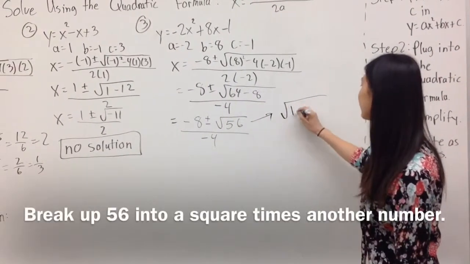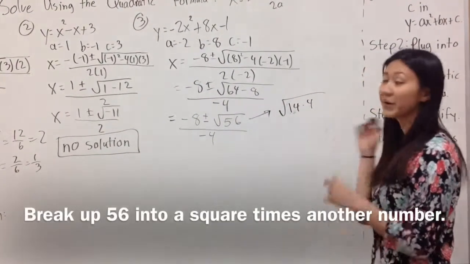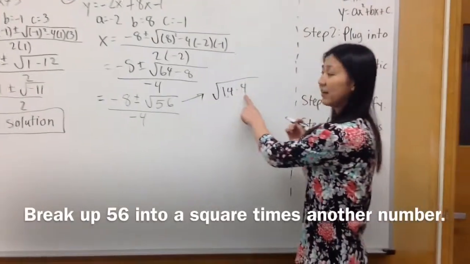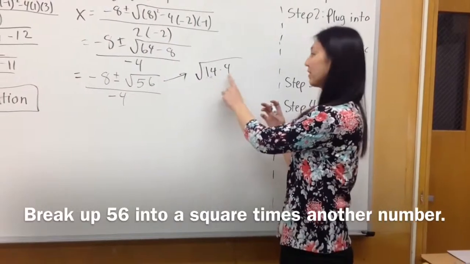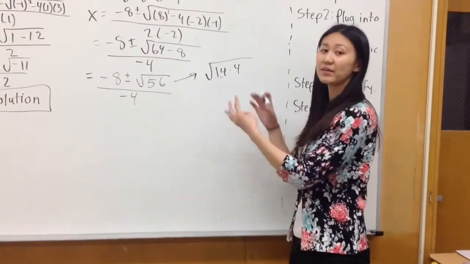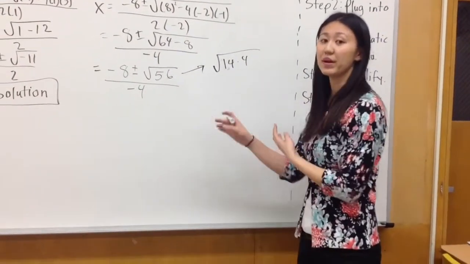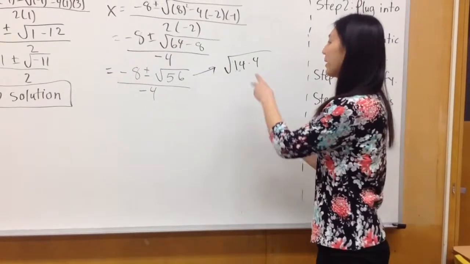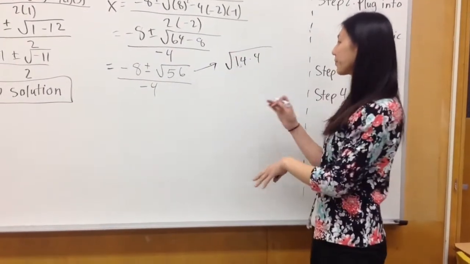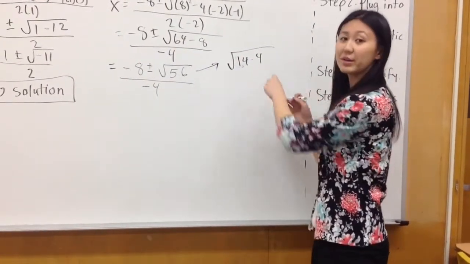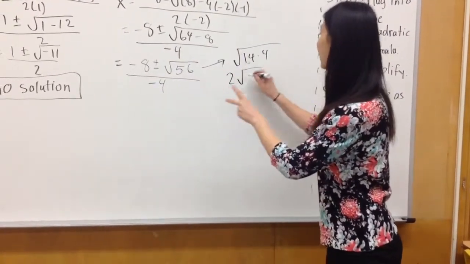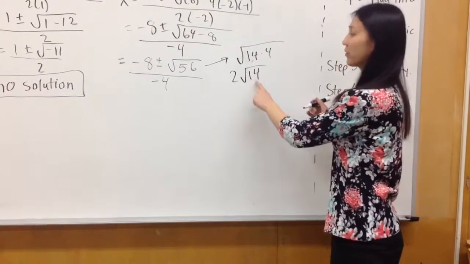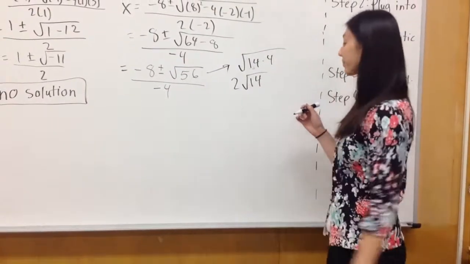is 14 times 4. The reason I broke it up like this is because I can take the square root of 4, okay? I can't take the square root of 14, but I can take the square root of 4. So I want something that I can take the square root of. That way, I can just simplify it more. So the square root of 4 gives me 2. So the 2 is going to come on the outside here. Again, I cannot take the square root of 14, so it stays in there, okay?